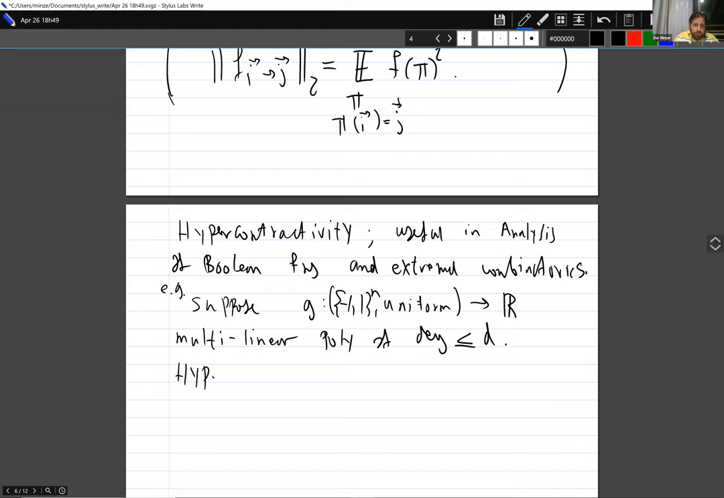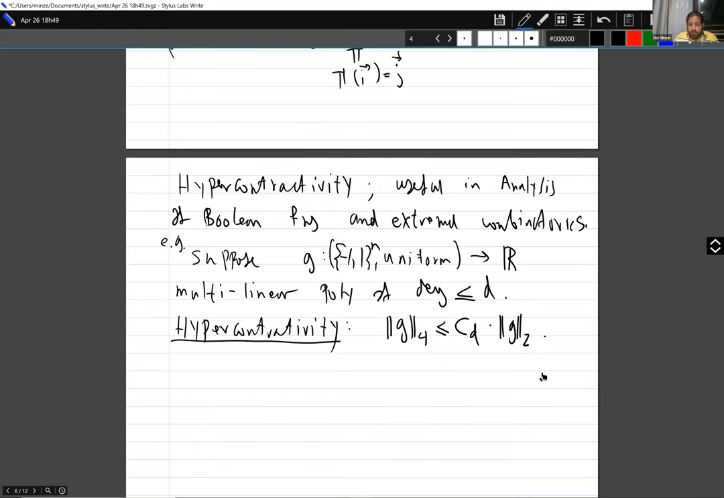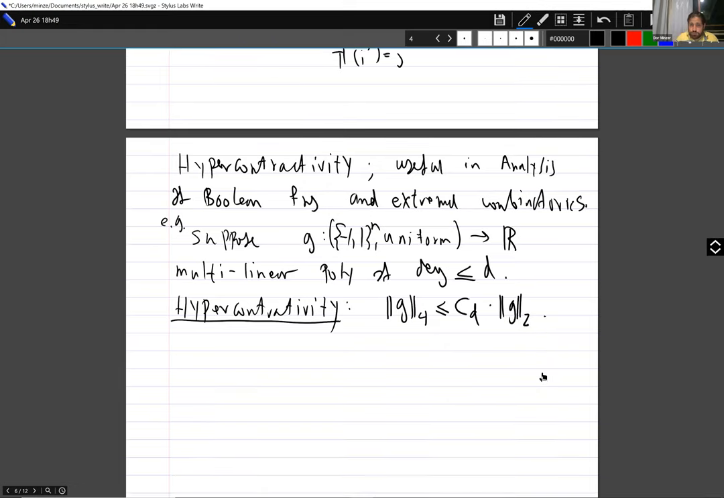Then hypercontractivity allows you to compare different norms of g. For example, it tells you that if you look at the fourth norm of g, which is always at least the two norm of g simply by convexity, this is at most a constant times the two norm of g. This is a very useful result in analysis, and there are many applications of it. But unfortunately, we don't have anything like that for the symmetric group.